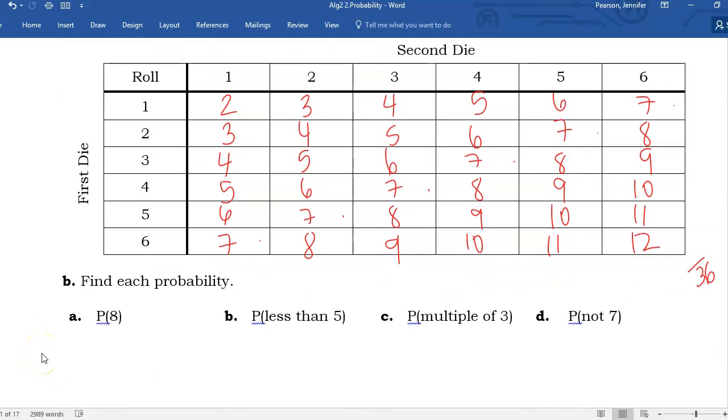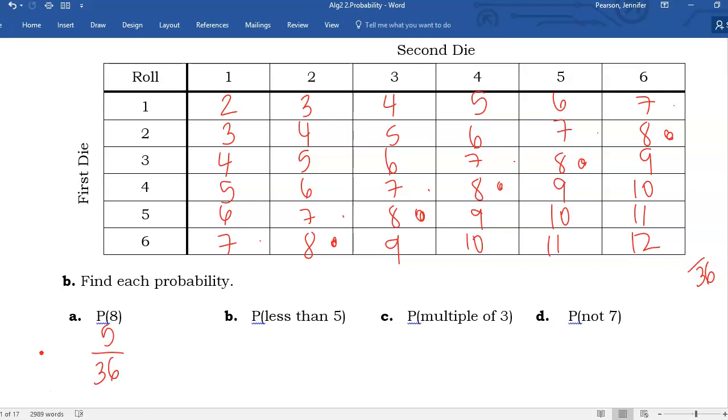So doing some of these probabilities at the bottom. What is the probability of getting an 8? Okay? So I have 1, 2, 3, 4, 5. I have 5 8s in my table out of the 36 items in my sample space.